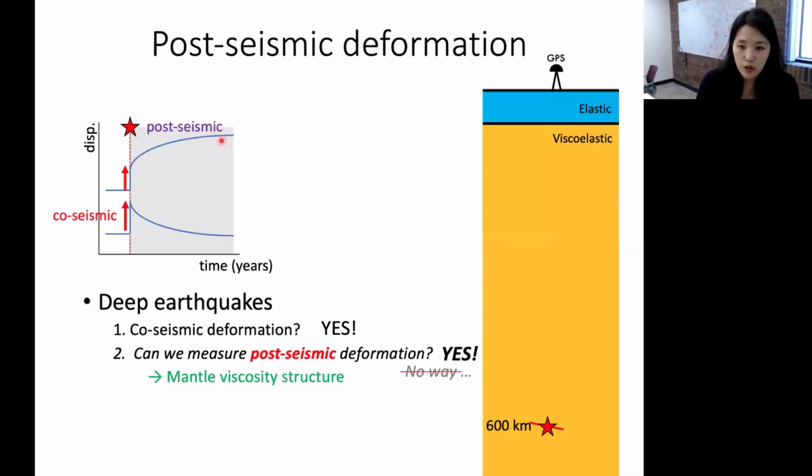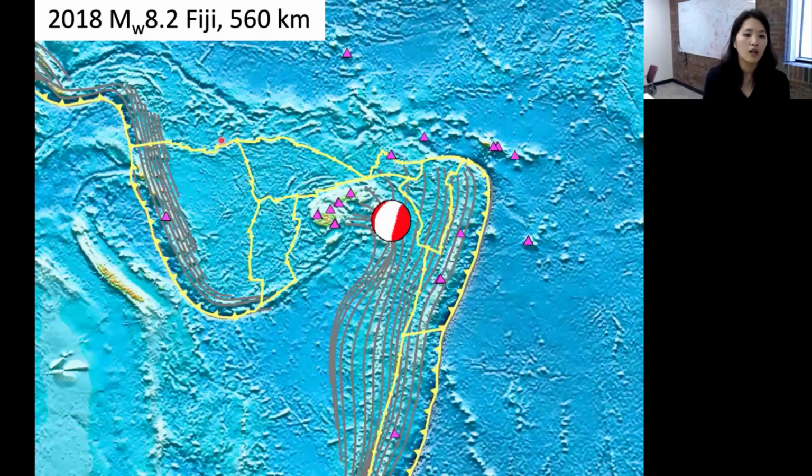So let me get into the observation part. To do that, I will use GPS stations that are sitting at the surface. For the earthquake, I will use a more recent large deep earthquake that happened in 2018, the magnitude 8.2 Fiji event that happened at about 560 to 580 kilometer depth. That's what you see in the beach ball there.